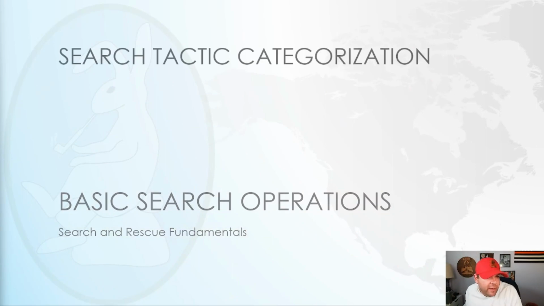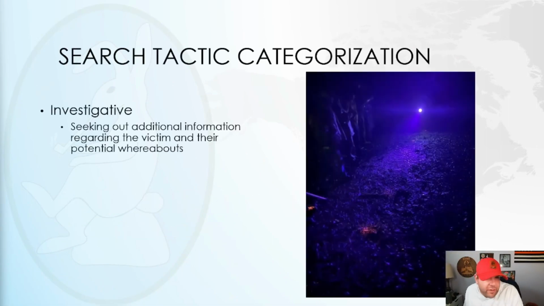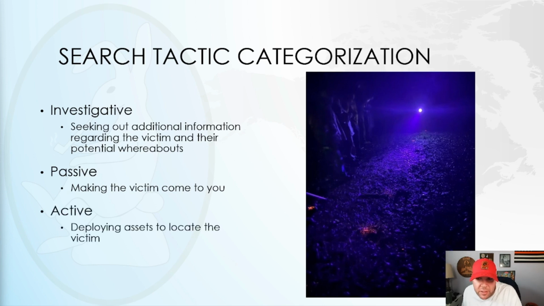So in this particular video, we're going to talk specifically about search tactics. We're going to talk through some of the different tactics, passive, active, and talk about the different types of active tactics. We're going to get into more of the fundamentals of how we search during a search event. Whenever we talk about the different ways that you can characterize and categorize search tactics, there are three different buckets that we look at.